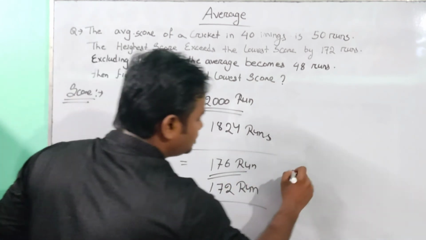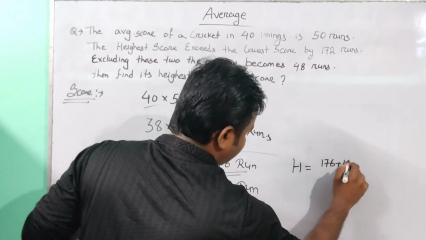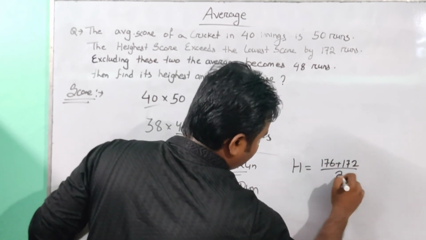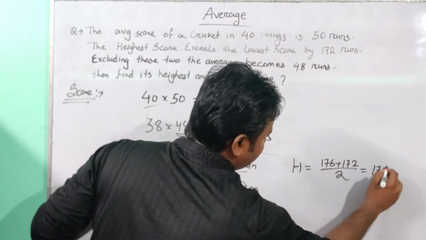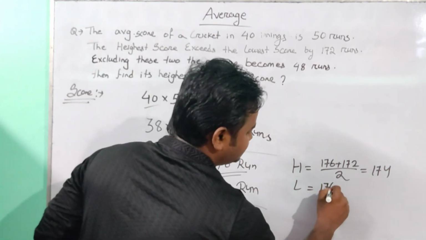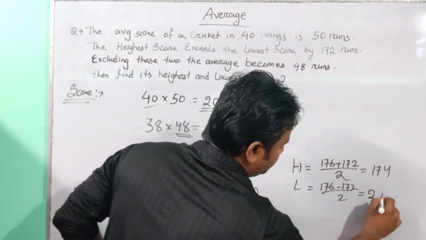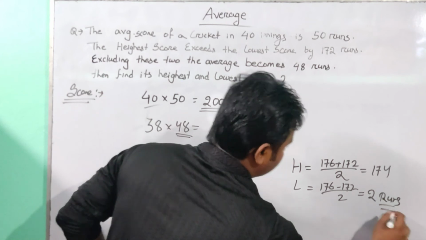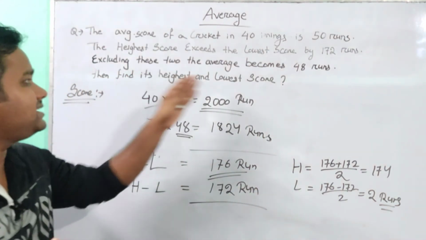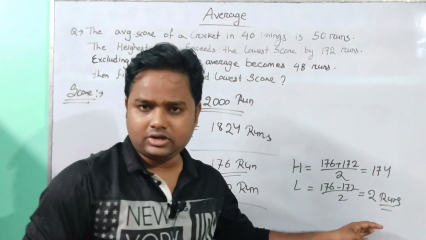So the highest score will be 176 plus 172 divided by 2, which is equal to 174 runs, and the lowest run will be 176 minus 172 divided by 2, which is equal to 2 runs. So in the question it is asked what is the highest and the lowest run. So the highest run is 174 runs and the lowest run is 2 runs.